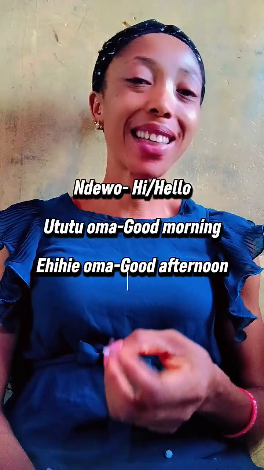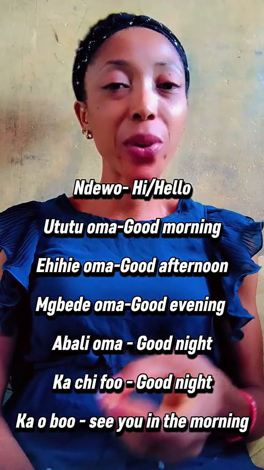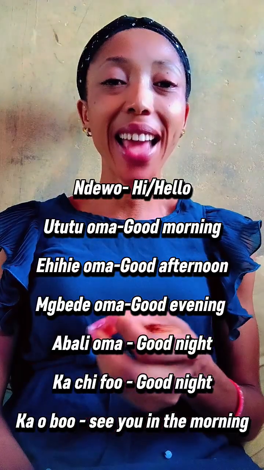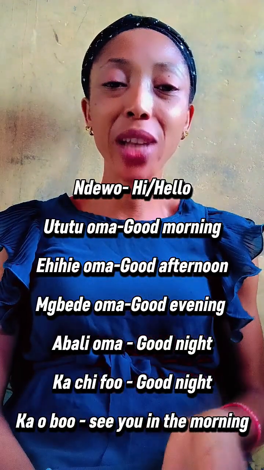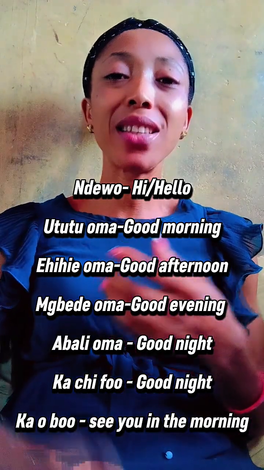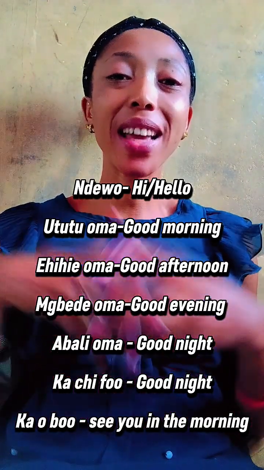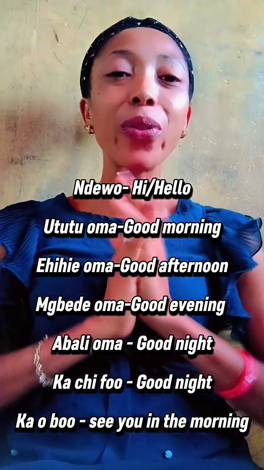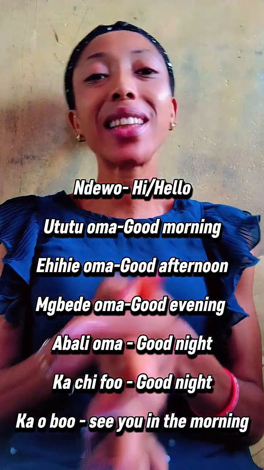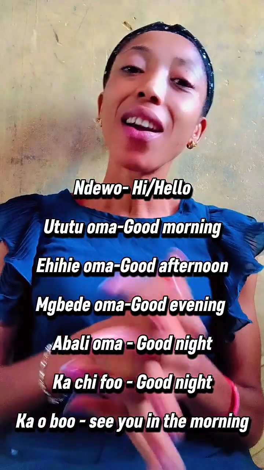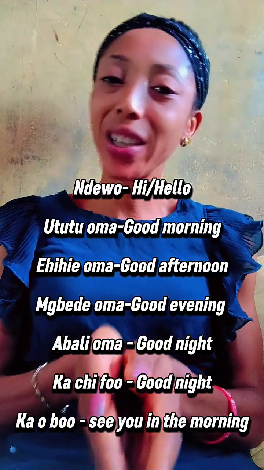Remember that I started by teaching you what Ndewo is. Ndewo is hi. Ụtụtụ ọma is good morning. Ehihie ọma is good afternoon. Mgbede ọma is good evening. Abalị ọma is good night. Kachifo is also good night. Then, when somebody tells you kachifo, you say kobo. Kobo is like, I wish to see you again in the morning.